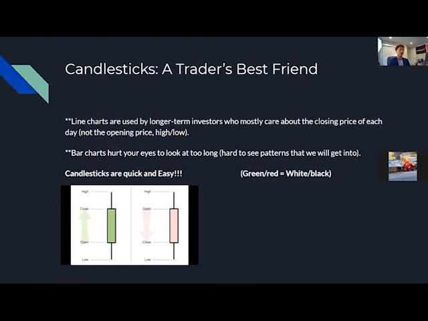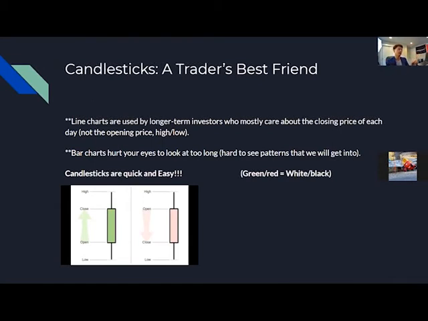So yeah, bar charts do serve the same functionality, but they hurt your eyes to look at too long. And it's a little bit more difficult to see the patterns that we'll get into. So for those of you who don't know how to translate candlesticks, if you could see here, the top part of the line, not including the body, that's the high of that specific time interval.